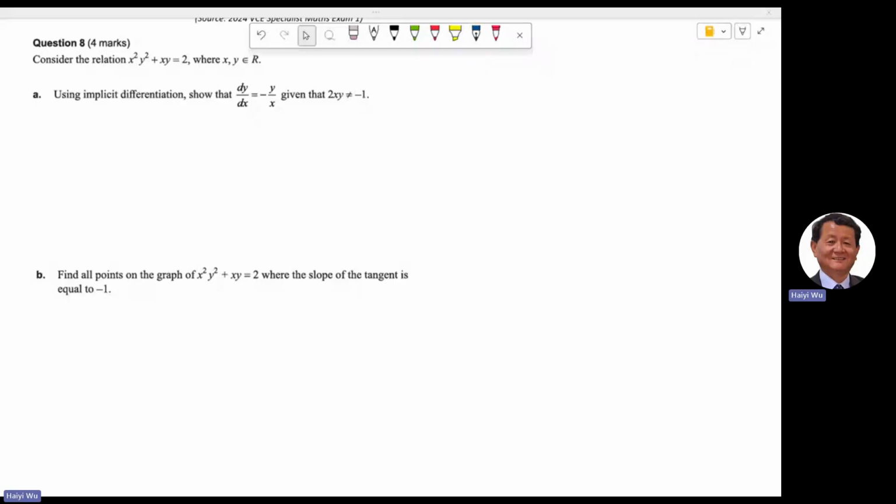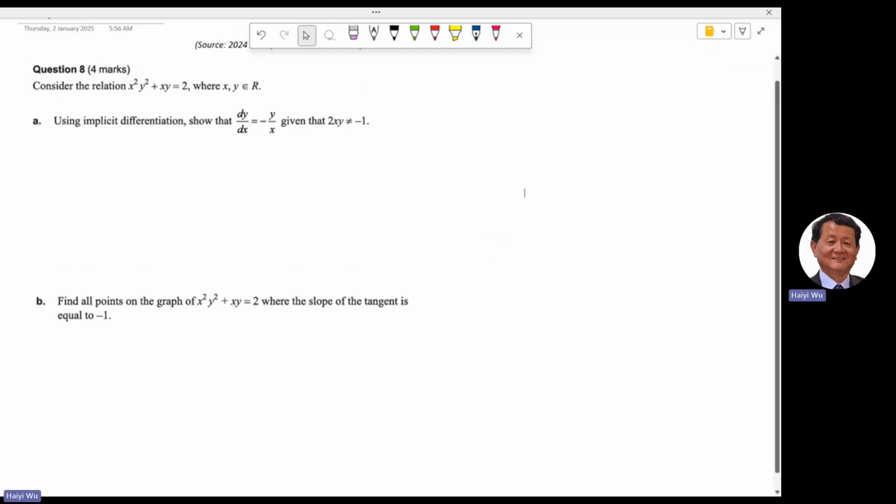Welcome back. Today we're doing implicit differentiation to solve an implicit function. This is the function we're given, and we want to show that dy/dx is equal to negative y over x. We're doing question A first.